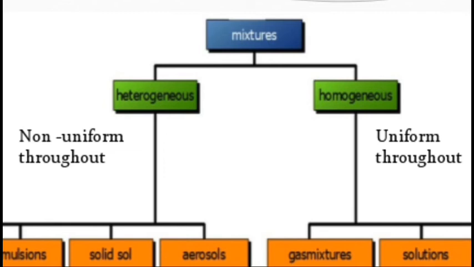In case of homogeneous, homogeneous means it is uniform throughout, the same throughout. For example, if you consider alcohol in water, if alcohol is added into water, you will get a homogeneous solution. It looks similar, the same. We cannot distinguish between this is alcohol and this is water.